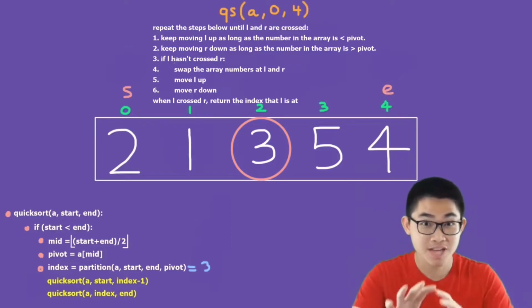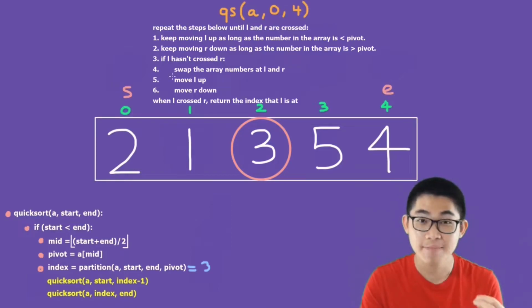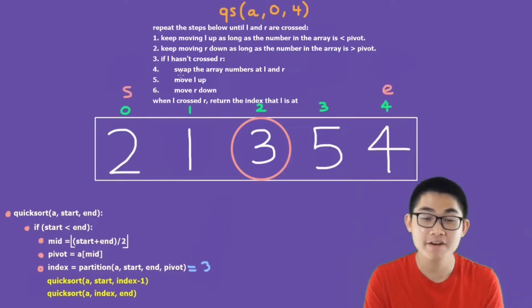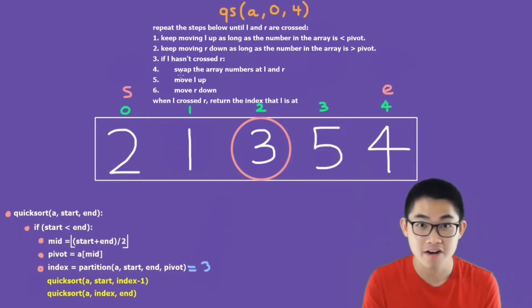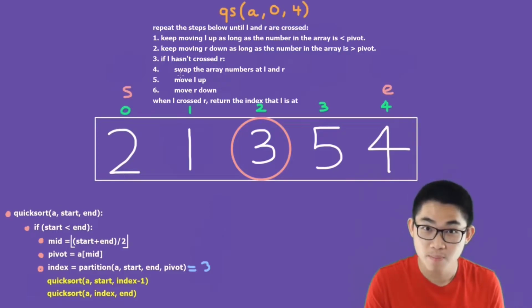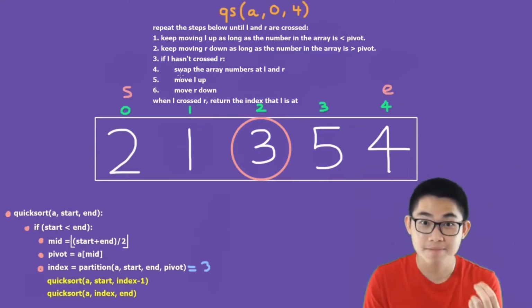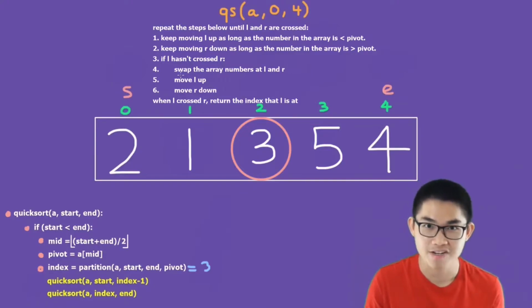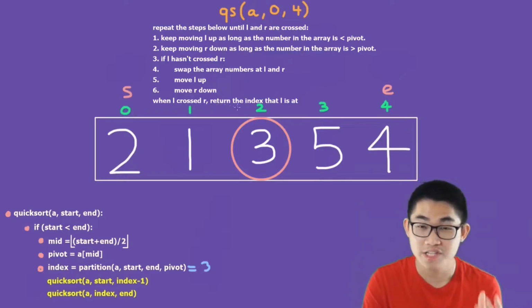Step 3 says if L hasn't crossed R. This is just to double check to be safe. Then step 4 says we swap the array numbers at L and R. Then step 5 is we move L up. And step 6 is we move R down. And when L and R have crossed each other, we return the index that L is at.